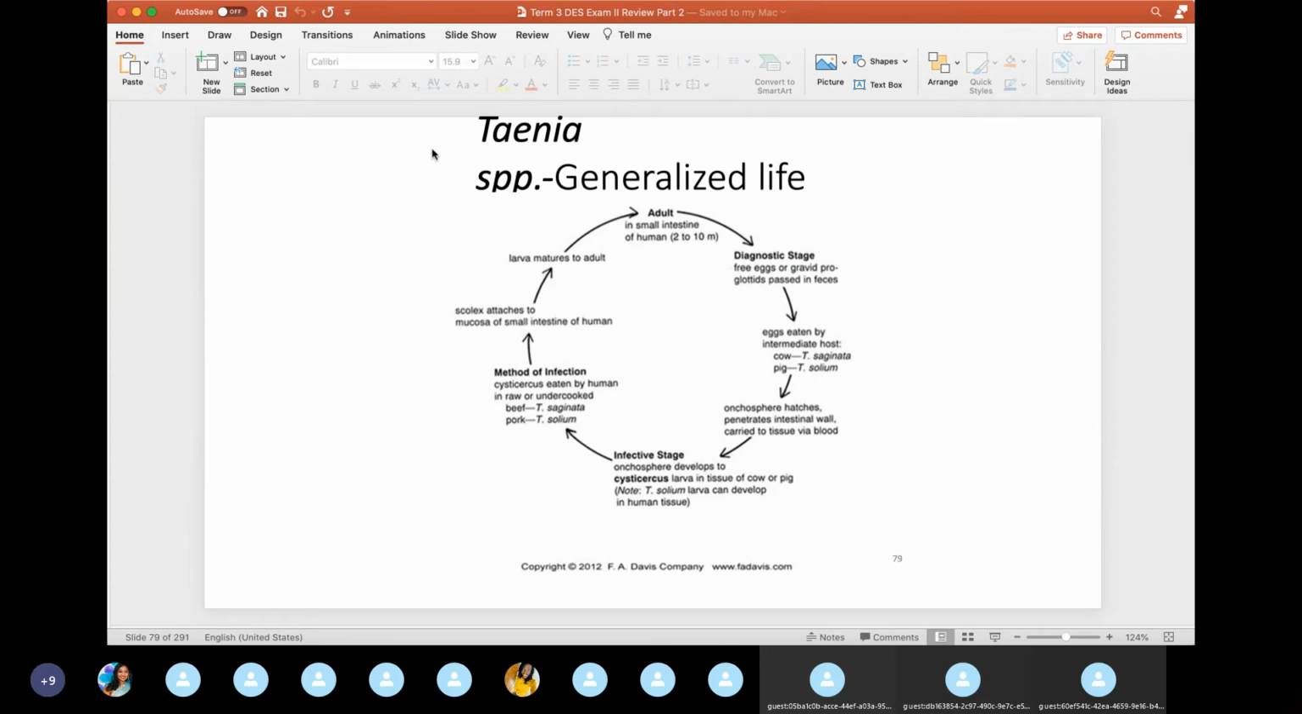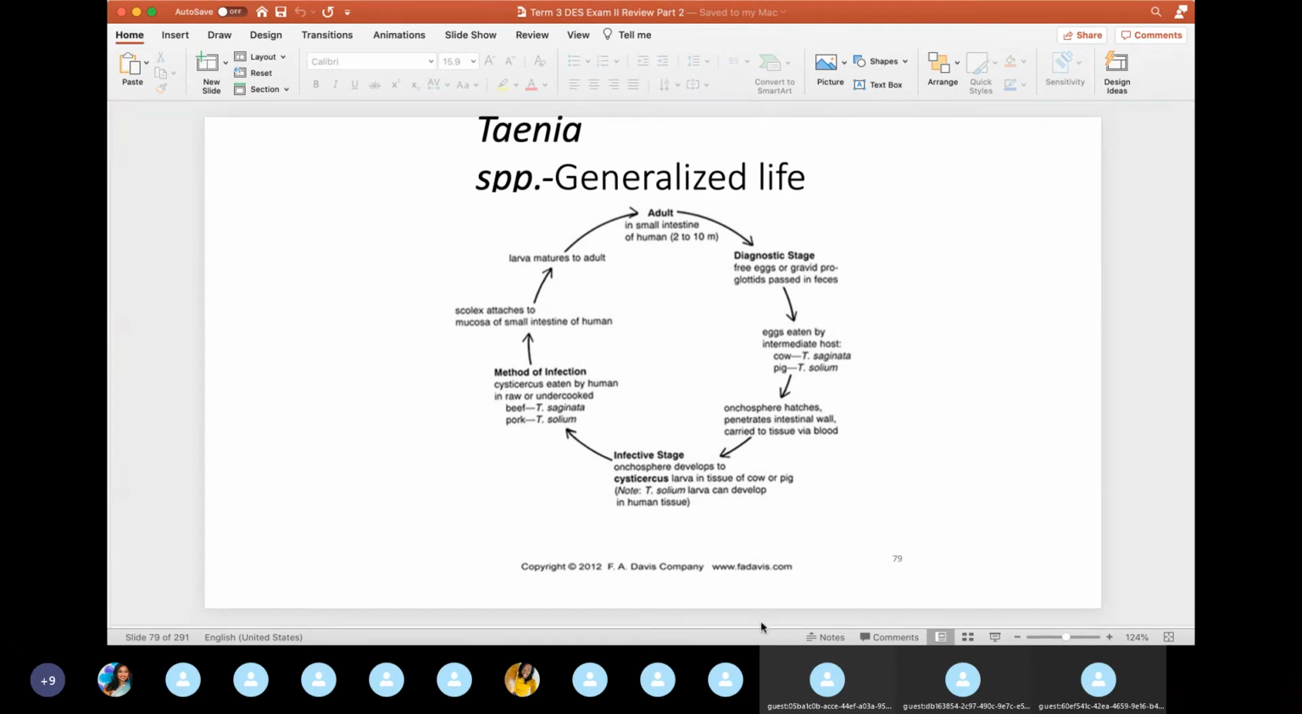Infective stage, again, don't forget cysticercus larvae. What's the method of infection? You eat them. If you eat beef, it's saginata. If you eat pork, it's solium. And you have the rest in an adult. How are we going to diagnose them? Eggs. Or sometimes you have proglottids passed into your feces. That's high yield for this one.